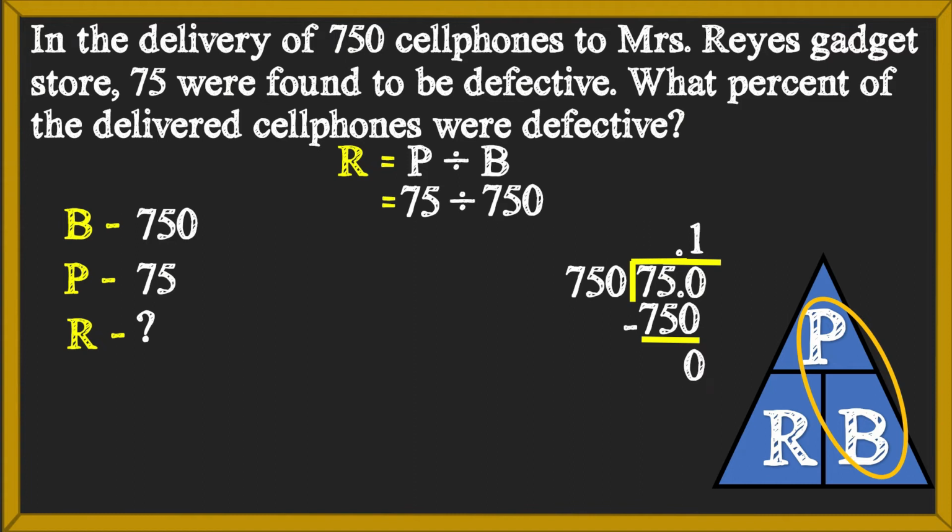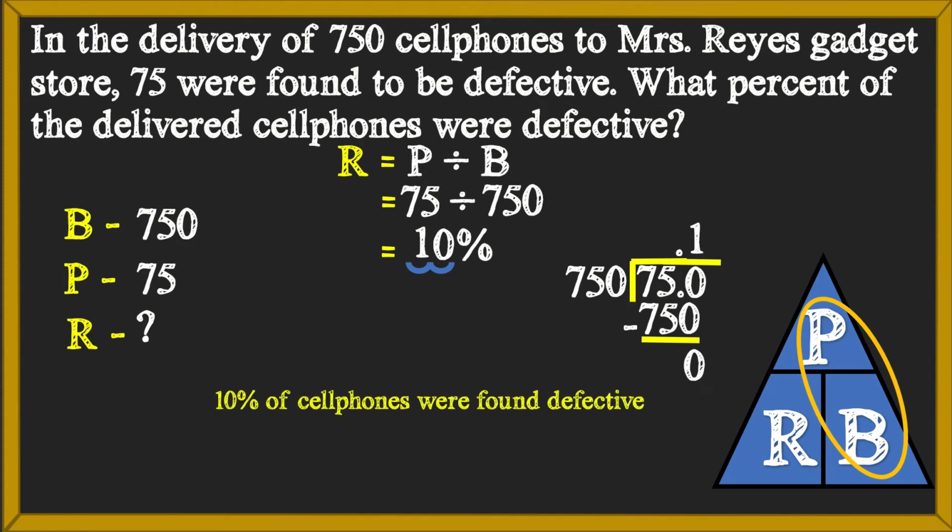But we are looking for the rate. So we need to change this into percent by simply moving the decimal point twice to the right. 1, 2. Since we have a space in between the decimal point and 1, we need to add 0, remove the decimal point and change it to percent. So the final answer is 10%. Therefore, 10% of the cell phones were found defective.